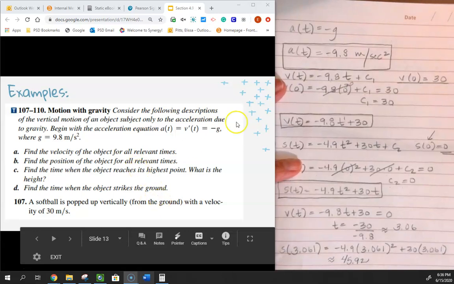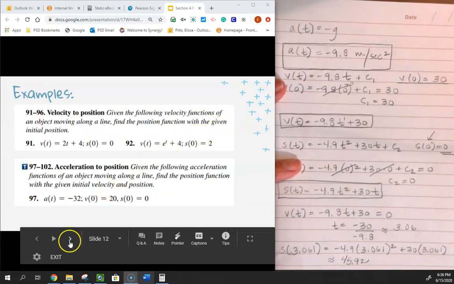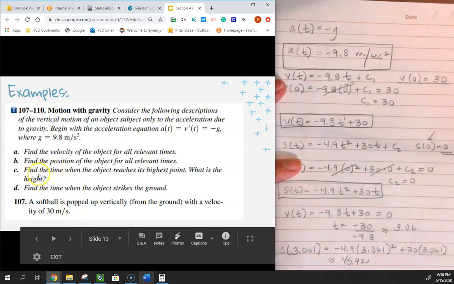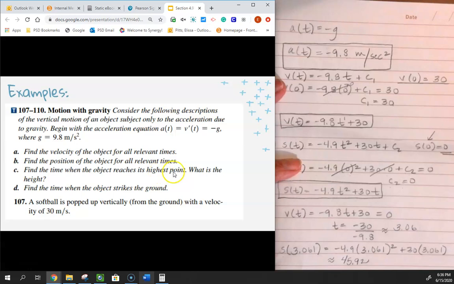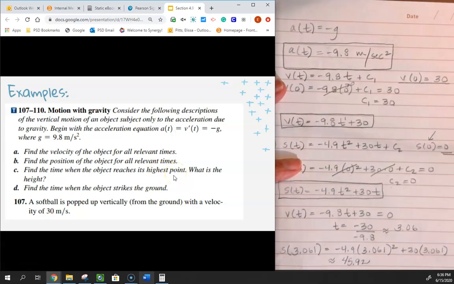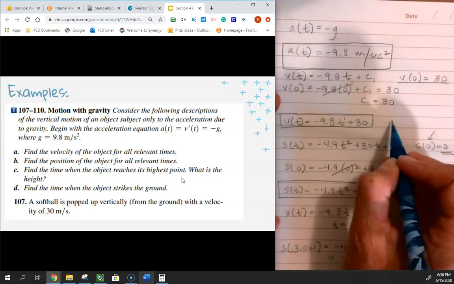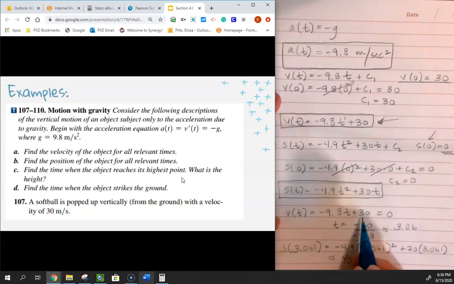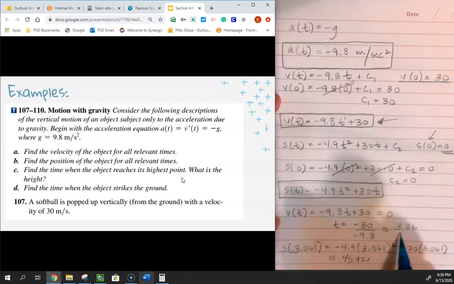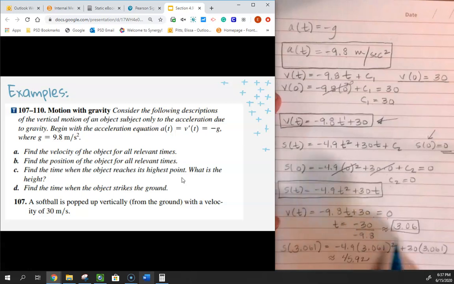And then two common types of questions go along with this. Find the time when the object reaches its highest point. Well, if you think of this ball flying through the air, it goes up, up, up, reaches its highest point, and then goes back down. At that moment that it's at its highest point, its velocity is equal to 0. And so I want to know when the velocity function is equal to 0, so I'm going to take my velocity function and set it equal to 0. If you solve for the time, you get 3.06.